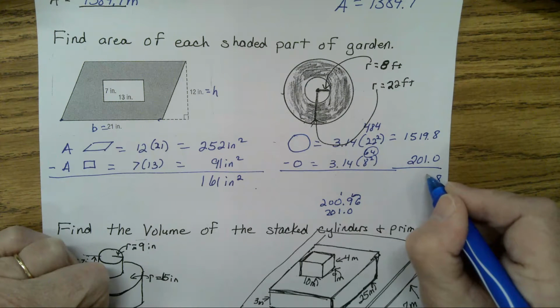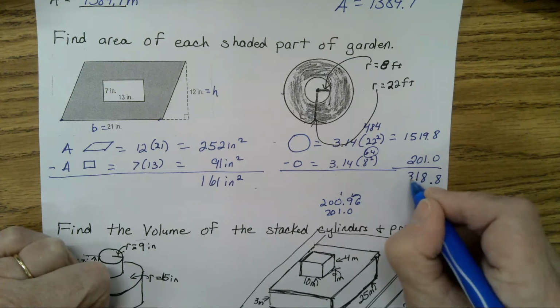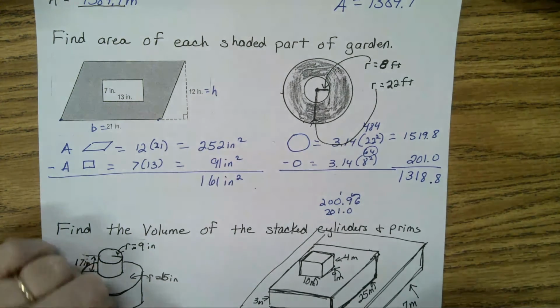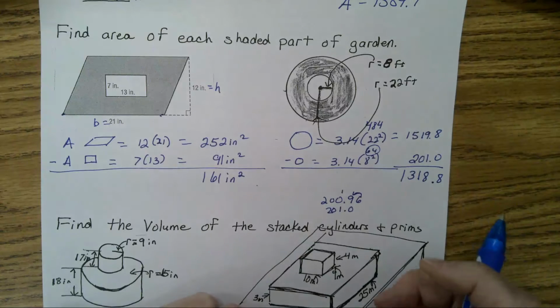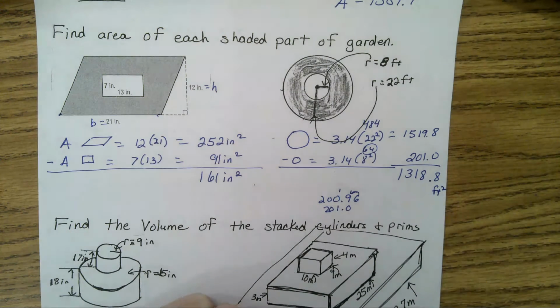9 minus 1 is 8. 1 minus 0 is 1. 5 minus 2 is 3. And the answer is 1,318.8 feet squared because it's area. Any questions on that?